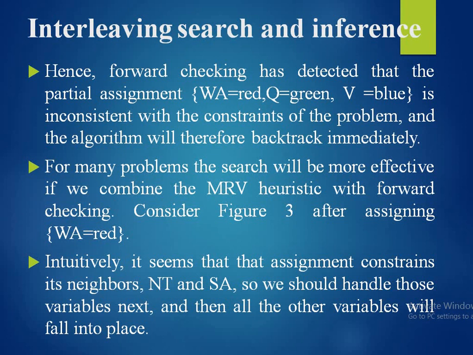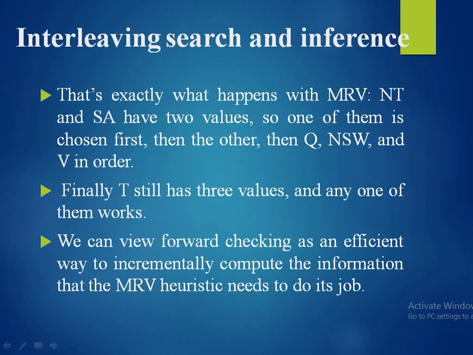For many problems, the search will be more effective if we combine the MRV heuristic with forward checking. Consider figure 3 after assigning WA is equal to red. Here it seems that this assignment constrains its neighbors NT and SA, so we should handle those variables next, and then all the other variables will fall into place. So that's exactly what happens with MRV.